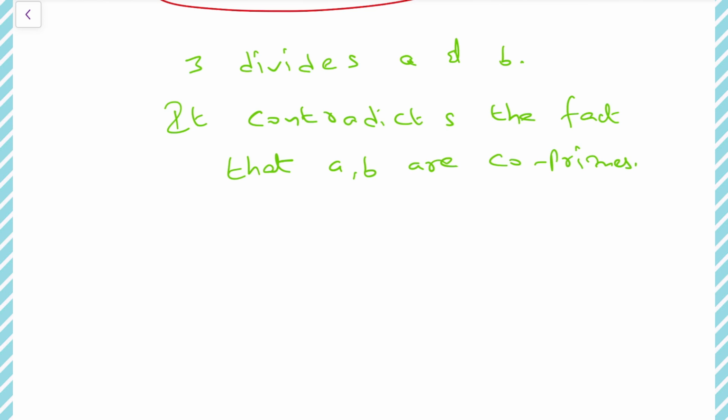So we can say that root 3 is an irrational number. Next, coming to the second question. 1 divided by root 3.